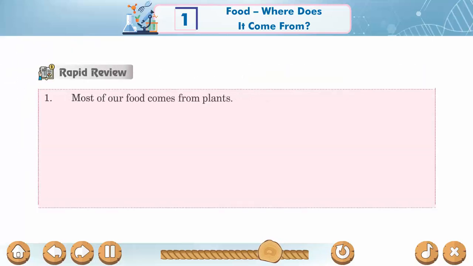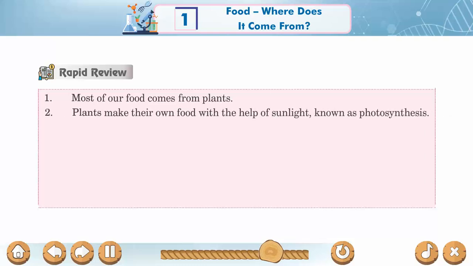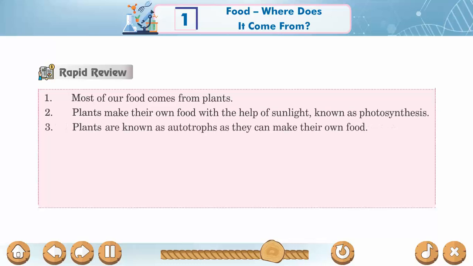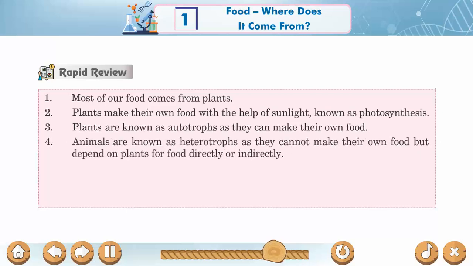Rapid review. Most of our food comes from plants. Plants make their own food with the help of sunlight, known as photosynthesis. Plants are known as autotrophs as they can make their own food. Animals are known as heterotrophs as they cannot make their own food but depend on plants for food directly or indirectly.